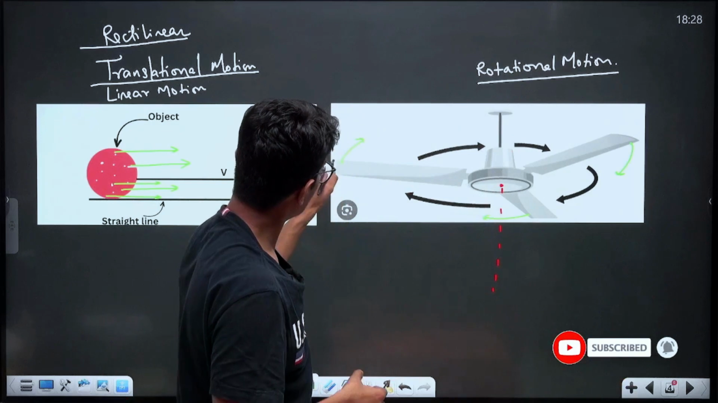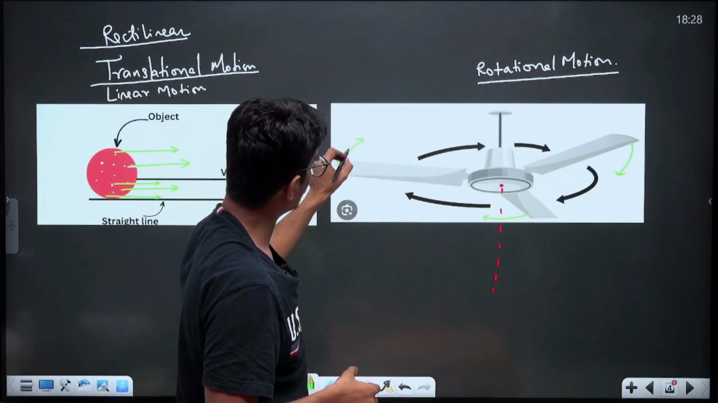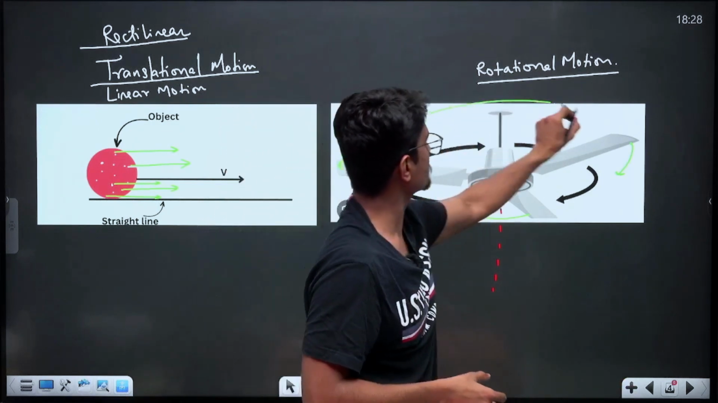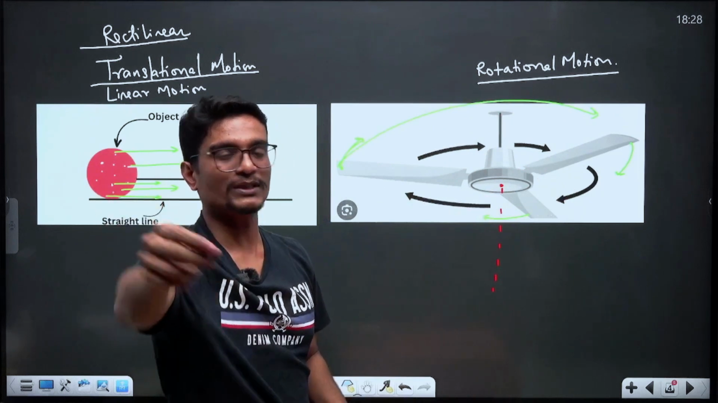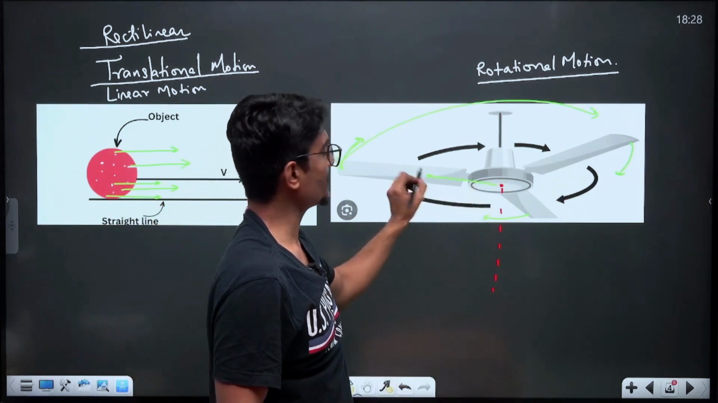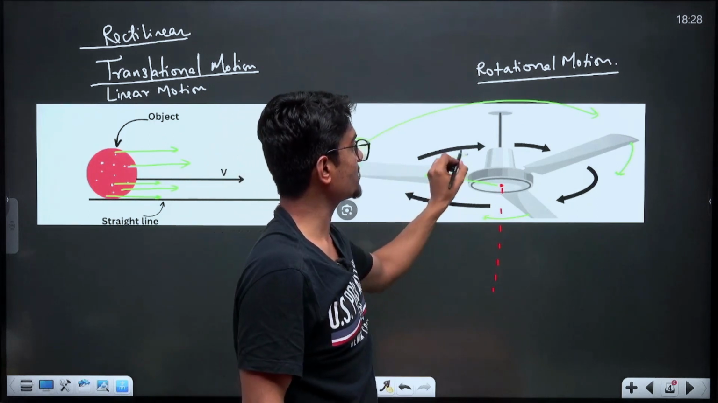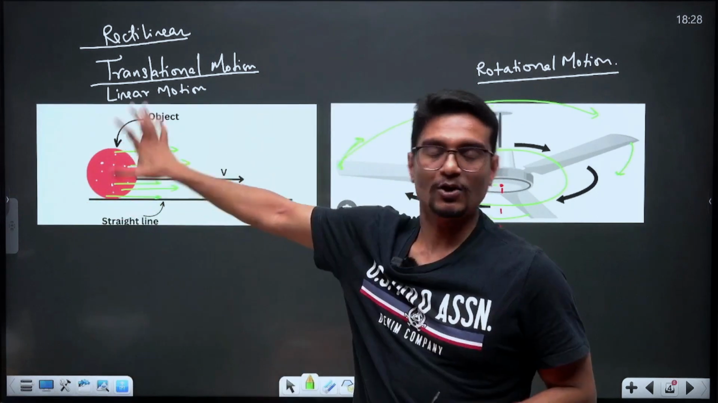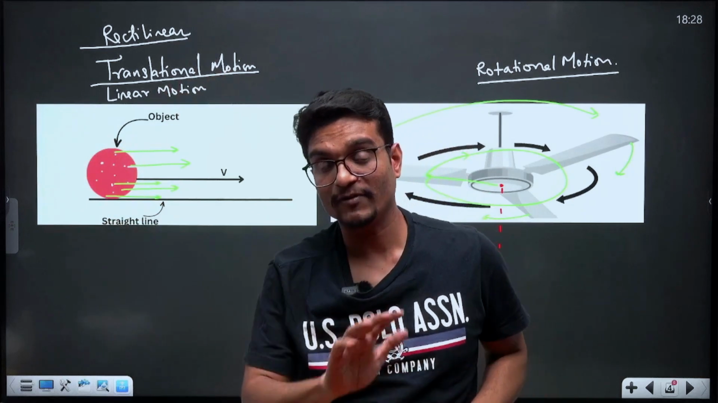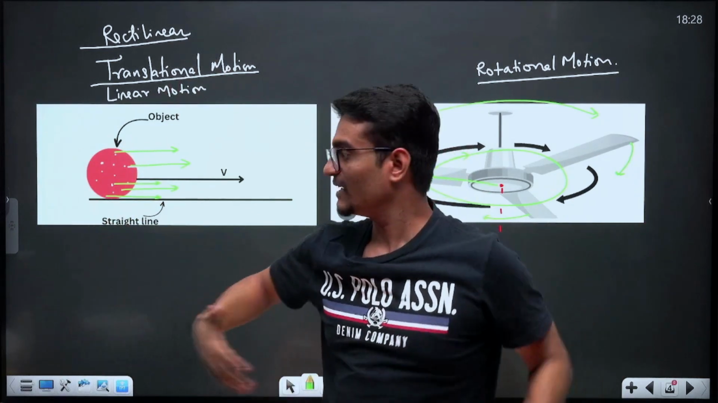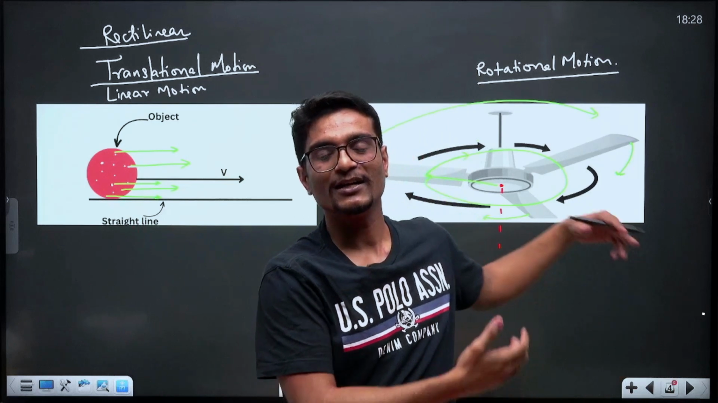You can see, at this point, the velocity is more because it is covering more distance. For the point which is closer to the axis, this point is having less magnitude of velocity because it is covering less distance. Can you see? But in linear motion, all the points will have the same velocity. So this is the difference between linear motion and rotational motion.